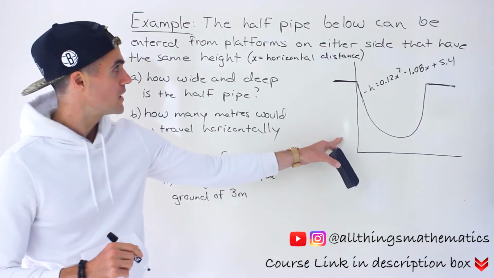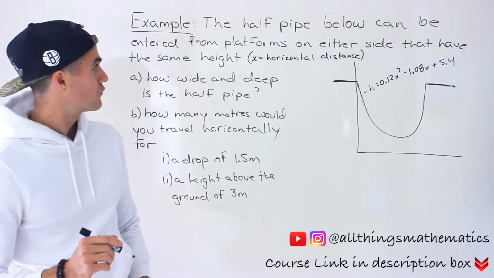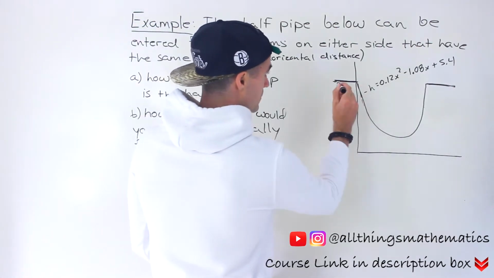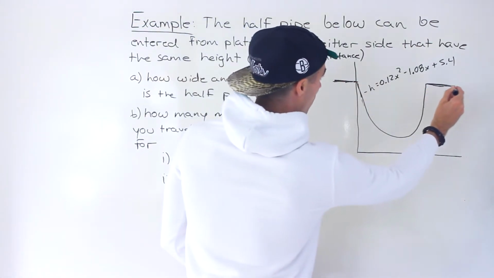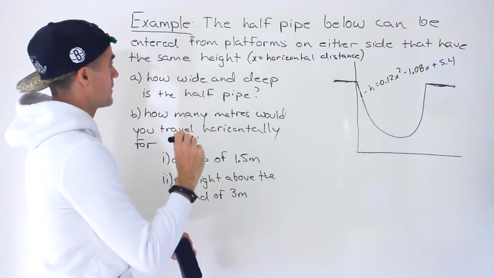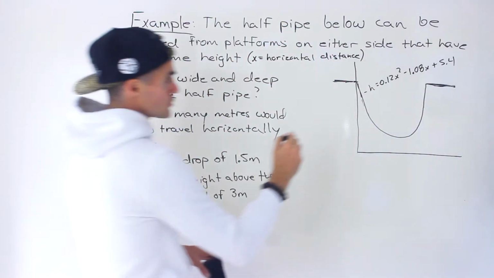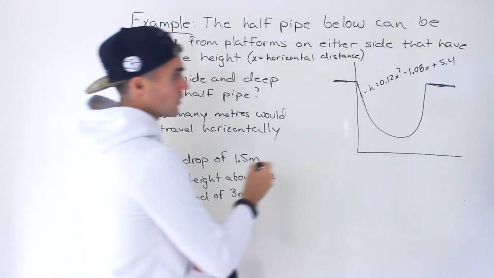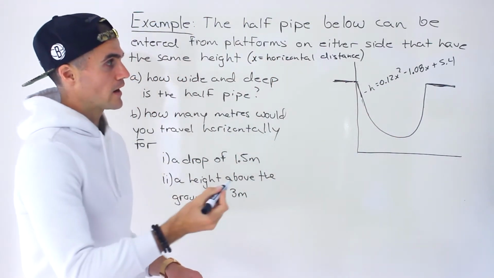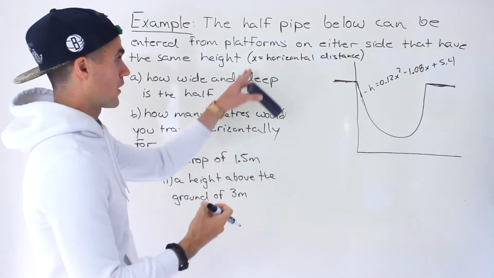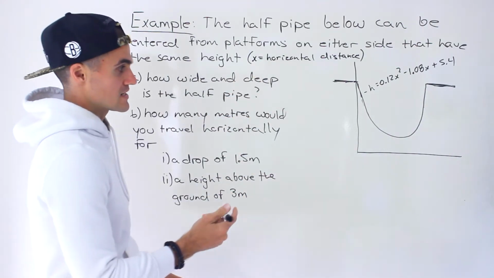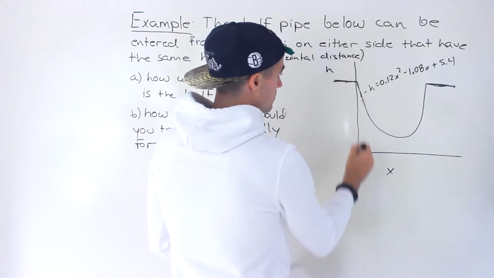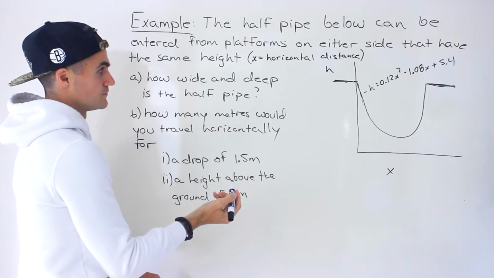Moving on to another word problem dealing with quadratics. We're told this half pipe here can be entered from platforms on either side. So we could enter this half pipe from this platform or this platform. Both of them have the same height. And we're also shown that this half pipe is modeled by this quadratic: h equals 0.12x squared minus 1.08x plus 5.4, where x is the horizontal distance, so this over here, and h is obviously going to be the height right there.